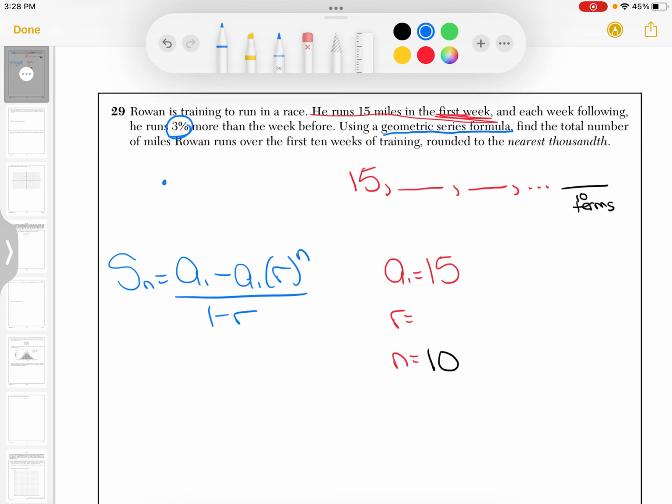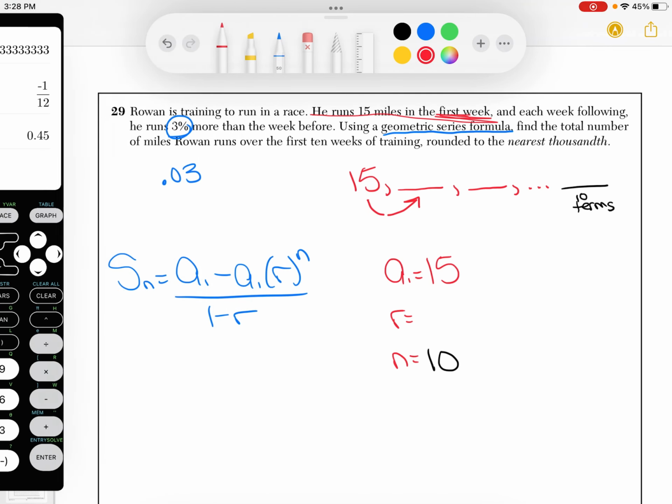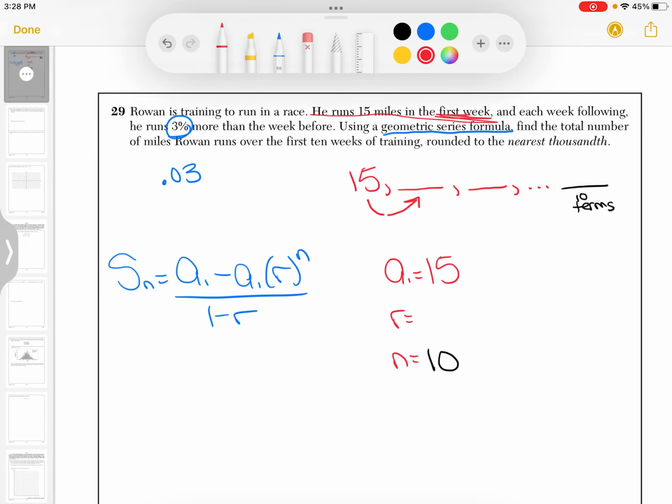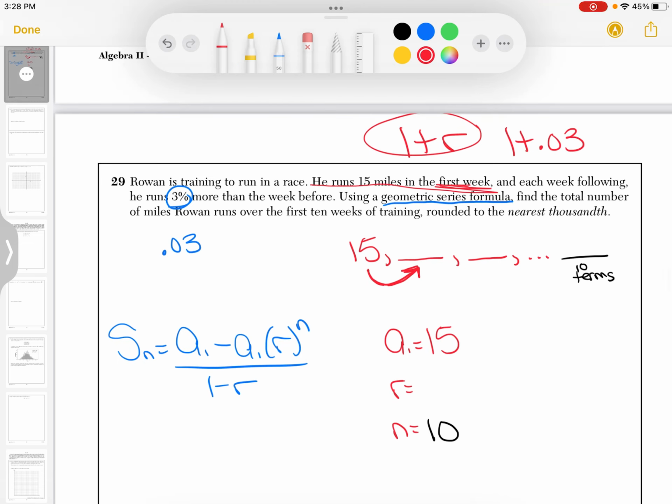So we know if we have a percentage in a problem, we have to convert it to a decimal, so it's 0.03. However, if I multiply 15 by 0.03, it gets smaller because multiplying by 3% takes 3% of it. And this one is going, he's running 3% more than the week before. So this should be going to a higher number by 3%. For something to increase by 3%, you want to use this idea. It is 1 plus the rate. So 1 plus 0.03 is going to be a rate of 1.03.